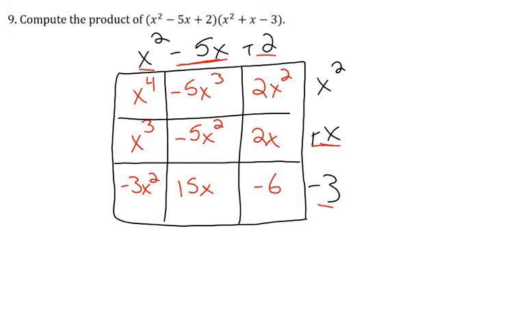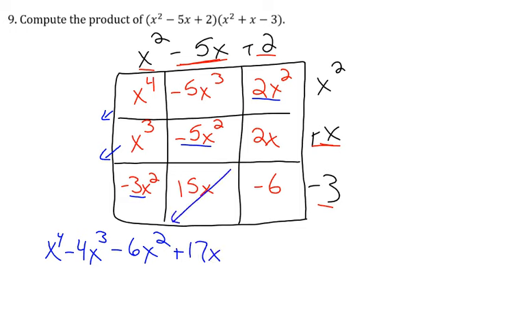We know from our reverse tabular method that our like terms are on the diagonals. So I get out an x to the fourth from that diagonal. Minus 5x cubed plus x cubed gives me negative 4x cubed. Minus 3x squared minus 5x squared is negative 8x squared. Plus 2x squared gives me minus 6x squared. And you combine your like terms there. Plus from this diagonal, I'm going to get 17x minus 6. So the answer is x to the fourth minus 4x cubed minus 6x squared plus 17x minus 6.